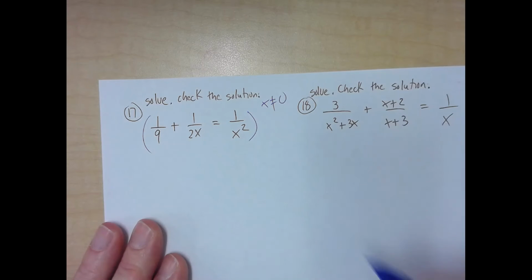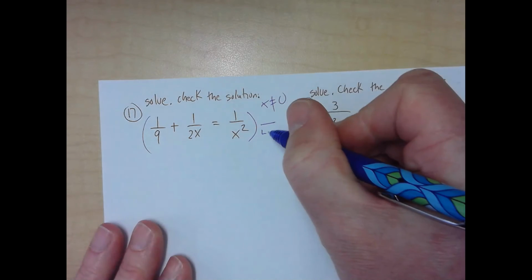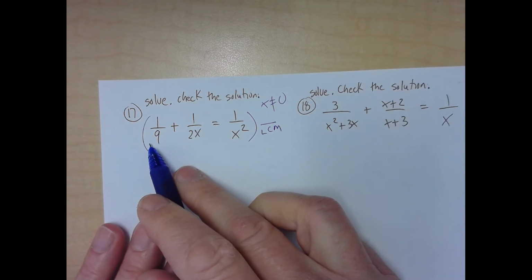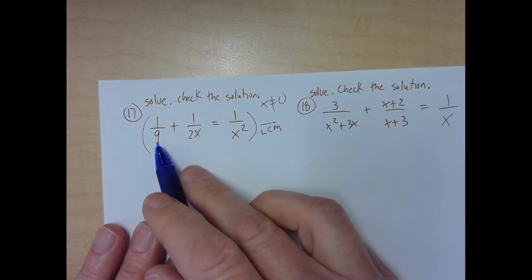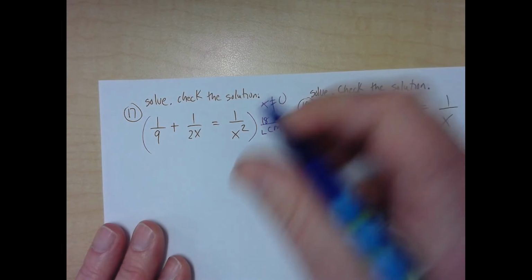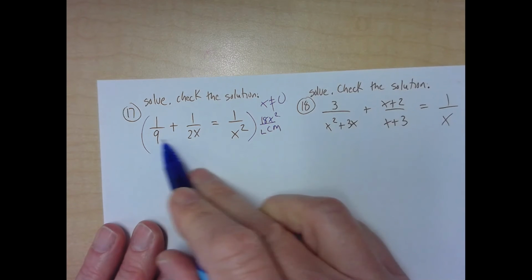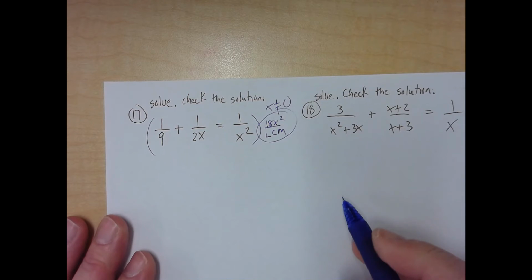So we did this method of clearing the fractions with the LCM. So I'm going to multiply everything by the LCM. Well, 2 and 9 don't have any common factors, so 18 would be the LCM for 2 and 9. Like if I count by 2s, 2, 4, 6, 8, 10, 12, 14, 16, 18, then count by 9s, 9, 18. So 18 is the LCM, and then x squared, right? That's x times x, and so everyone would have to have an x squared. So there's the LCM, so I'm going to multiply it through.